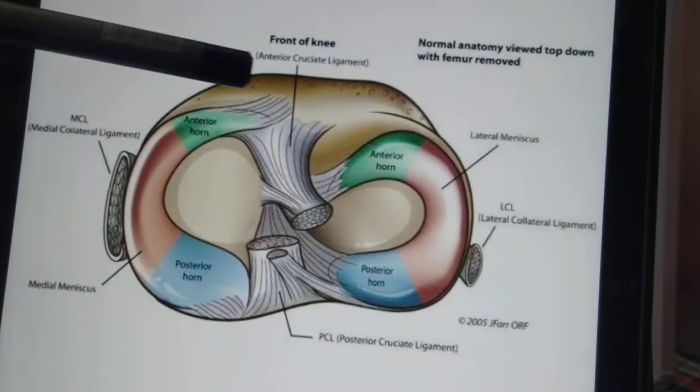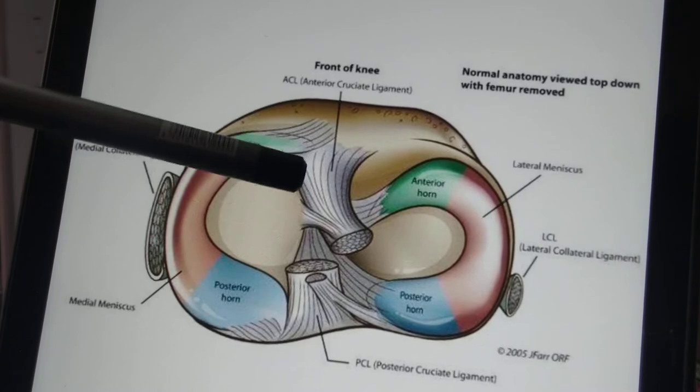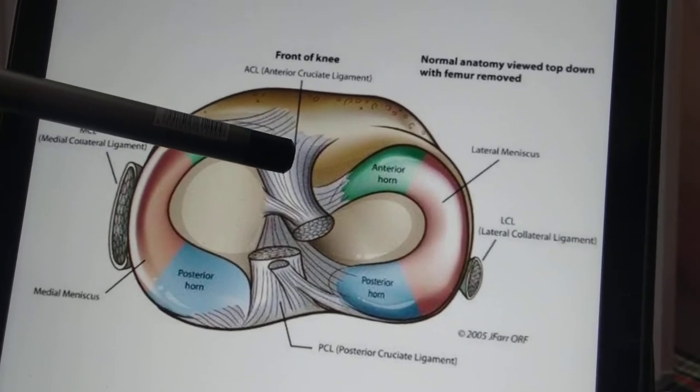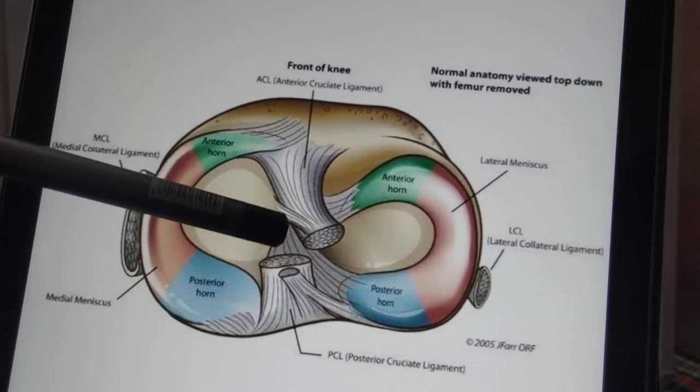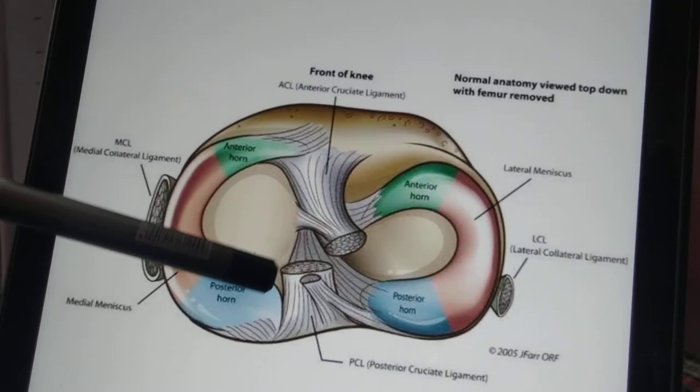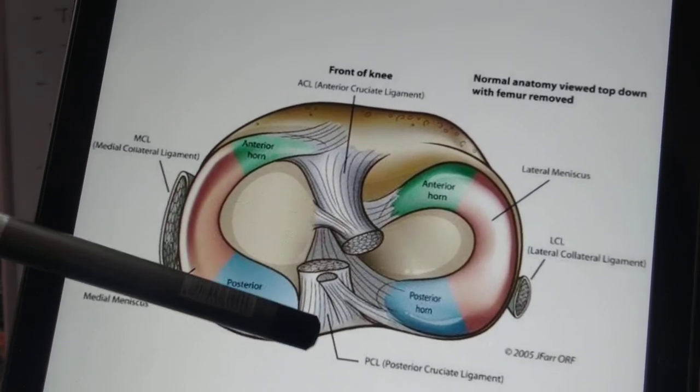So revising it again, we have the medial meniscus, then the cruciate ligament, the lateral meniscus anterior horn, the lateral meniscus posterior horn, then the posterior horn of the medial meniscus, and lastly we have the posterior cruciate ligament.